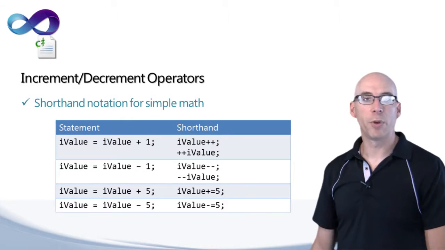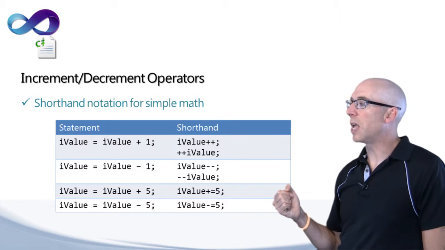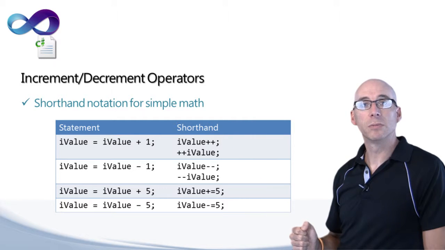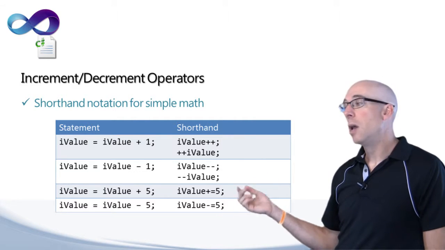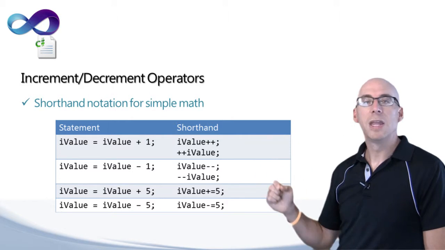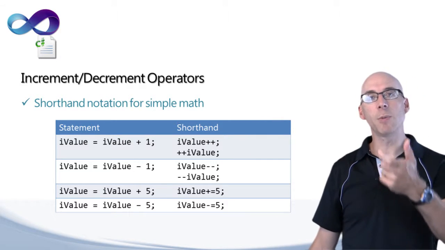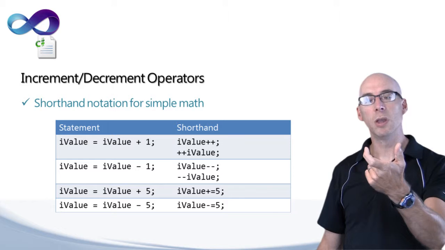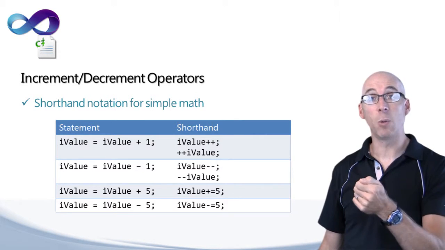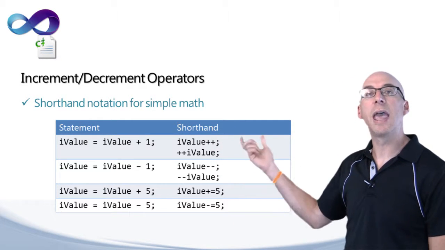Increment and decrement operators. So here are some examples. If I have the statement iValue equals iValue plus 1, I can do iValue++. Same thing. But then notice right below, in my shorthand, I have ++iValue. The iValue++ says I'm going to look at that value, and after I've used it, I will add 1 to it. I will increment it by 1. If you have the ++iValue, that says I'm going to increment it and then test it.